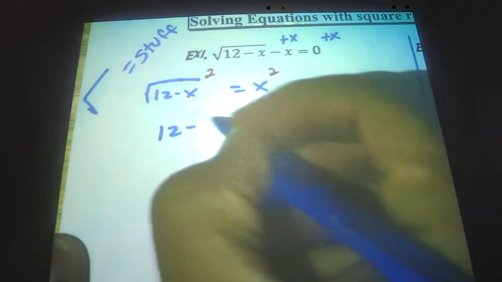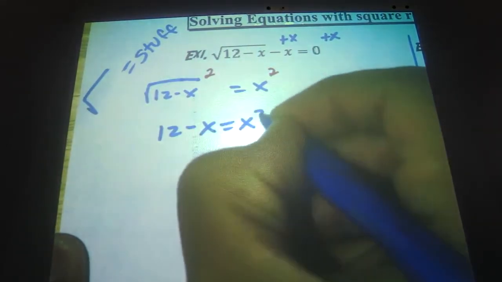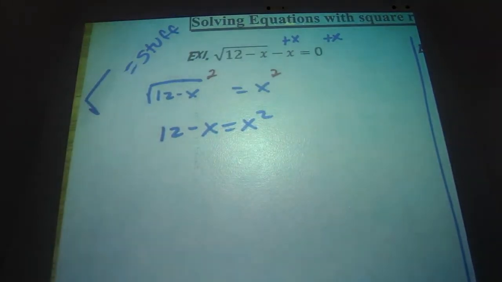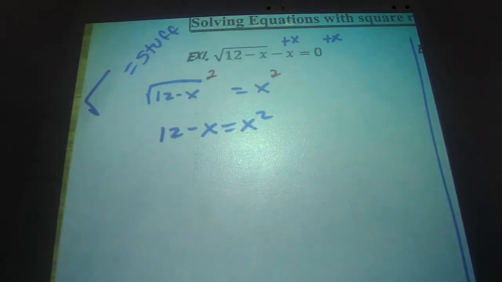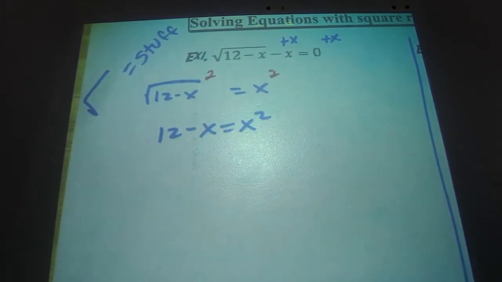All right, we get 12 minus x equals x squared. Okay. Well, now we're dealing with a quadratic, and we solved quadratics yesterday. Do you see why we did A3 yesterday now? Or A3, A6. A6 was solving quadratics, and we learned like 4 different ways to do it. We learned factoring, square root method, quadratic formula, completing the square.